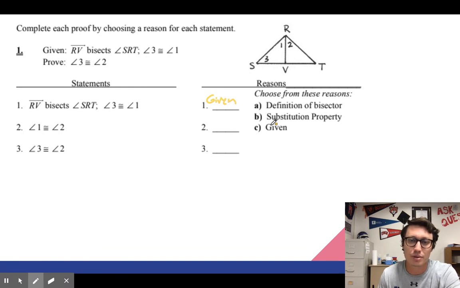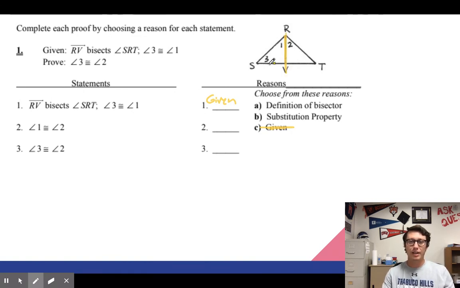That one's super nice. Okay, now how do we get from angle 1 is congruent to angle 2? Well, we know that segment RV, which is right here, bisects, which means to cut in half, angle SRT, which is this here, right? This angle right here. Well, if it bisects, the definition of a bisector means that it cuts in half, which means we can conclude that angle 1 is congruent to angle 2, which is what we have already done.